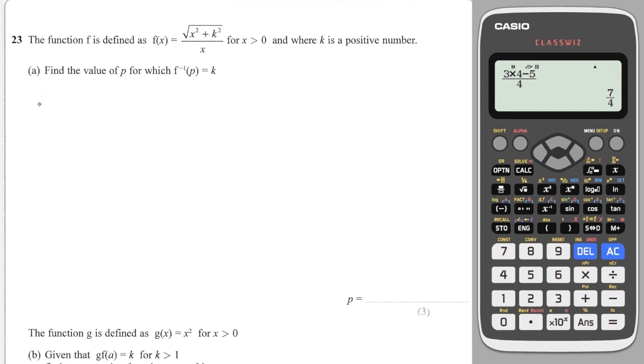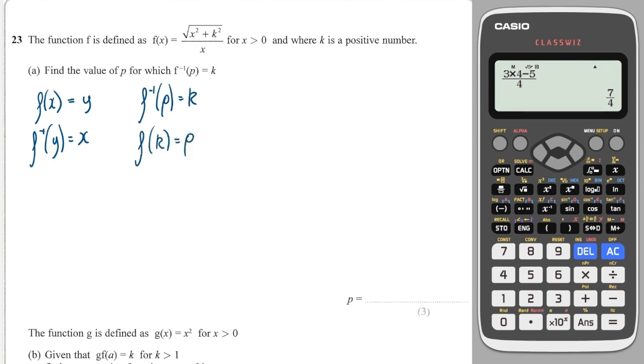And that is that if f of x gives you a value of y, then it means the inverse function will go backwards and you swap x's for y's. So here we have the inverse function of p is equal to k, which means that the original function, if I were to sub in k, it would give me p. Okay, so let's solve this instead. That's going to be much easier.